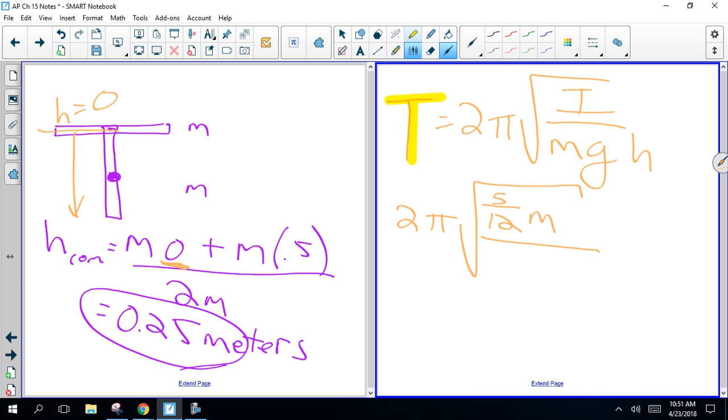What does m represent? The mass of the pendulum. What's the mass of this thing? 2m, right? Because there are 2 meter sticks, right? So 2m g times h, we decided was 0.25, right?